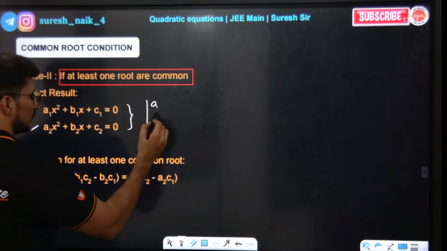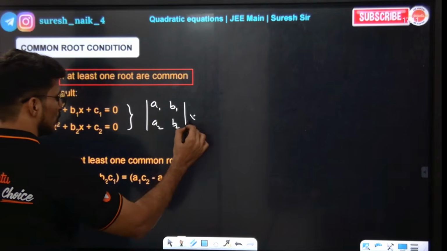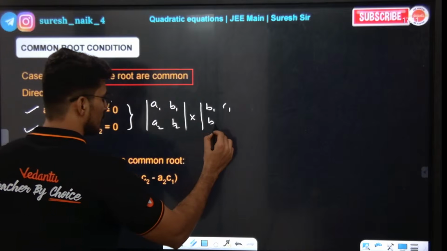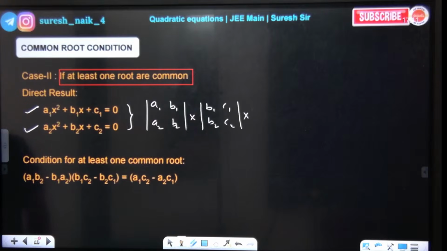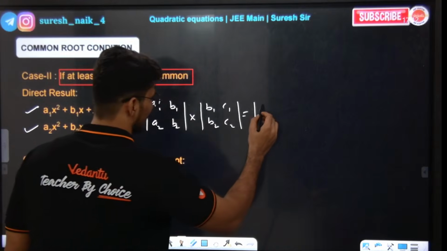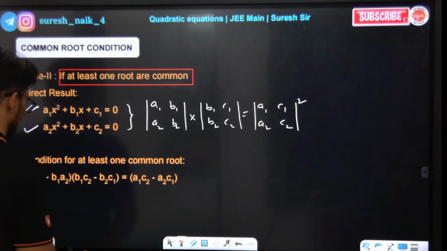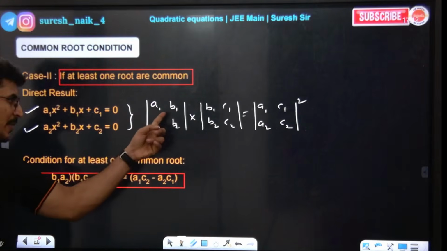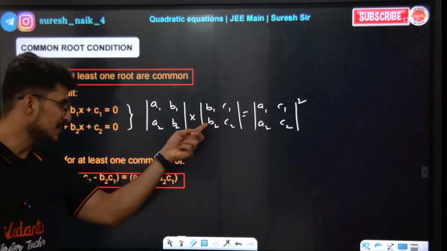First you write a1 a2, then b1 b2, into determinant basically. Next b1 c1, next b2 c2. I'm telling you a beautiful result, is equal to the last two, a1 c1, a2 c2, whole square. Simplify this and you will get a1 b2 minus b1 a2 into b1 c2 minus b2 c1.